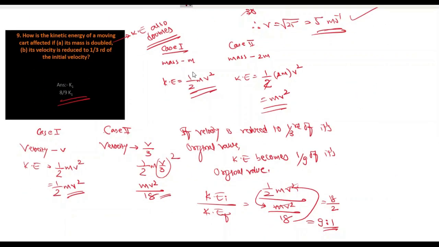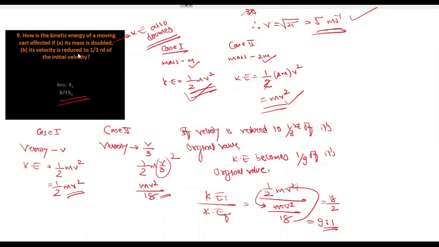How is the kinetic energy of a moving cart affected if its mass is doubled? See, the initial mass is m. The final mass becomes 2m. The initial kinetic energy when the mass was m is half mv square. The final kinetic energy, if you put the value of mass as 2m, becomes mv square. So what is the change in the kinetic energy? It becomes double of itself, right?